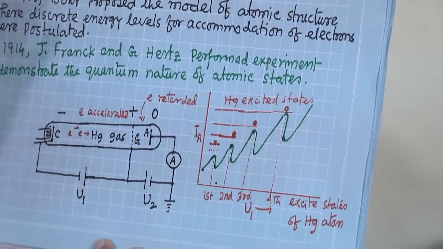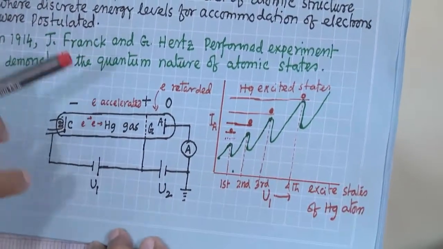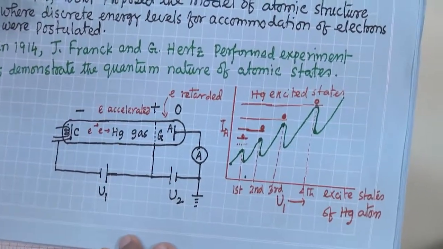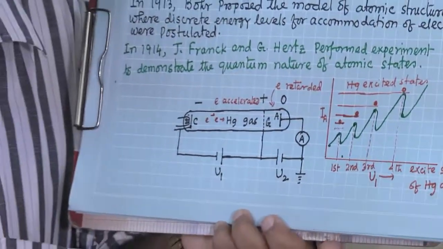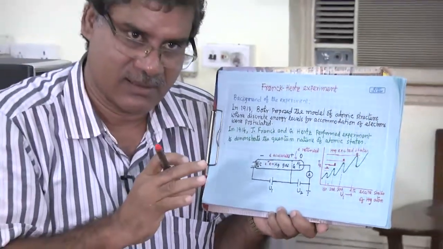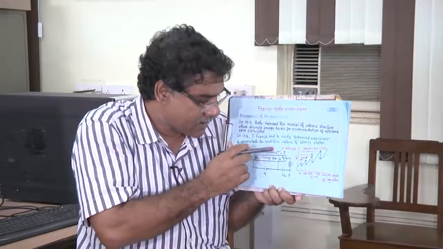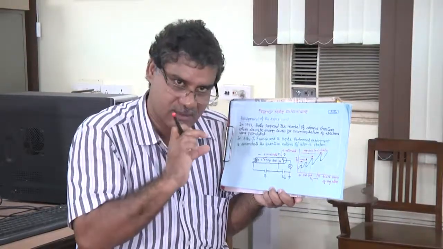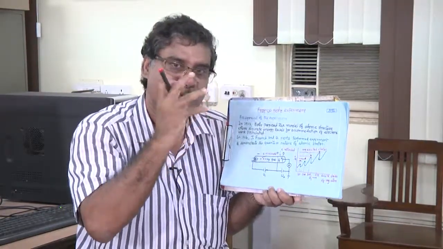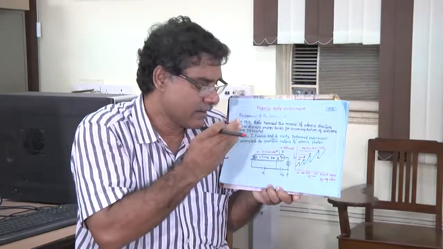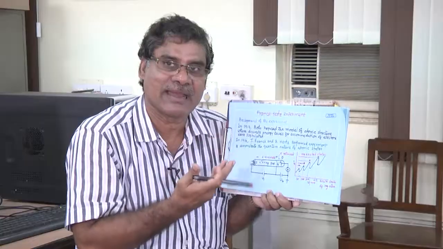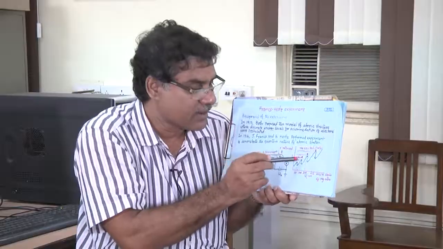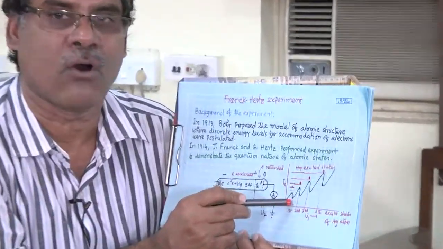So there are certain energy levels in the mercury atoms, and there are energy differences between these energy levels. When the energy of the electrons matches the difference between the energy levels of the mercury, it is absorbed and the electron loses its kinetic energy, and it is unable to reach the anode. That is why the current suddenly drops.